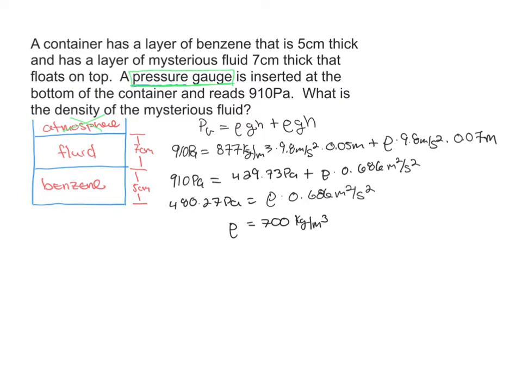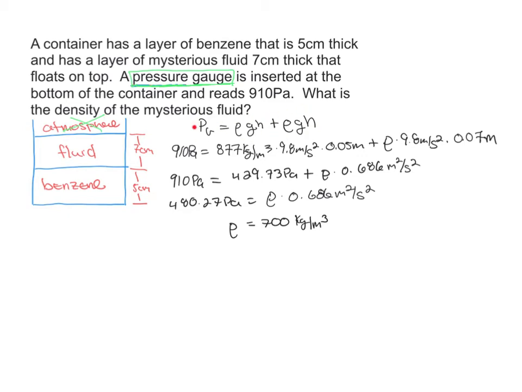Alright, so since we have several layers of fluid and we're given the pressure at the bottom, that tells us that we're doing a pressure with depth problem. So I've drawn a diagram here on the side where I've drawn the layer of benzene and labeled how thick it is, the fluid and how thick it is. But the atmosphere, because we put a pressure gauge, which is going to give you gauge pressure at the bottom, we're not going to include the atmosphere. So we're just going to worry about the pressure from the two layers of fluid.